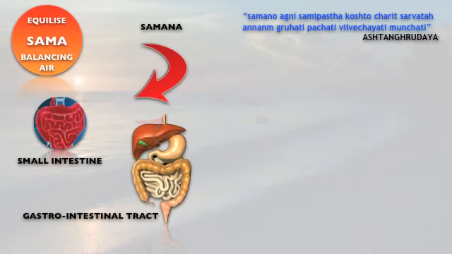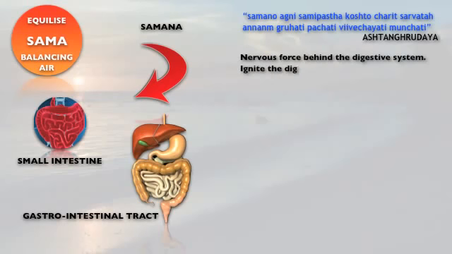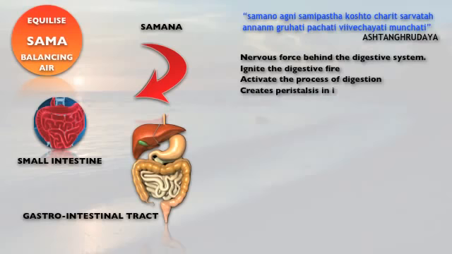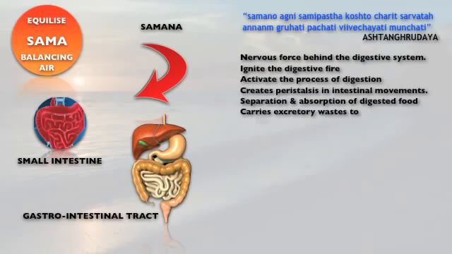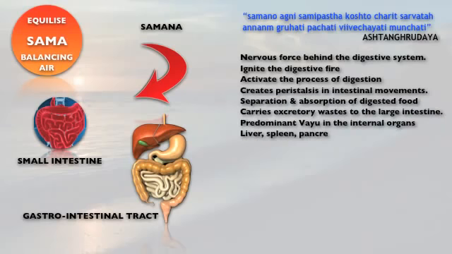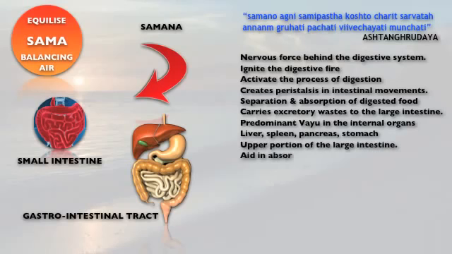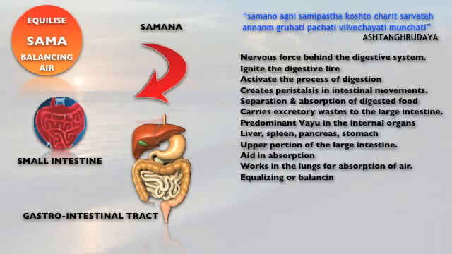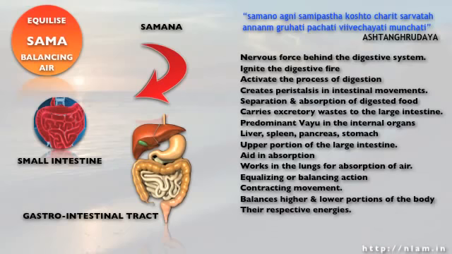It is present in the area of the abdomen where digestion takes place. It is centered in the small intestine. It is the nervous force behind the digestive system. Its main function is to ignite the digestive fire and activate the process of digestion by creating peristalsis in intestinal movements. It also helps in the separation and absorption of digested food and carries excretory waste to the large intestine.